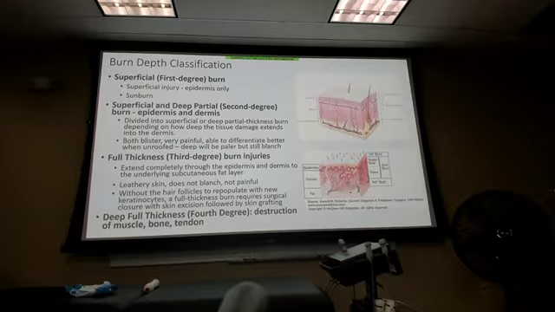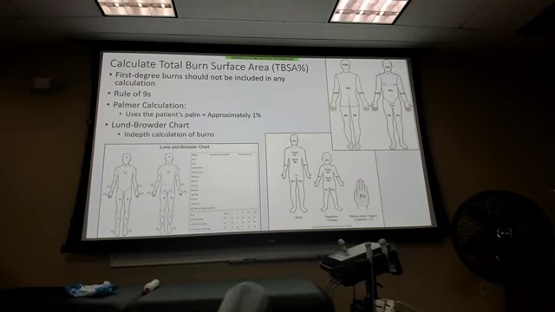Before we get into a little bit more specifics of that, we have to know how to calculate our total body surface area, okay, TBSA percentage. Because the percentage of the amount of body that has been burned will dictate how we treat. Okay, so knowing how to calculate this is extremely important. First degree burns are not included in this calculation. Okay, this is only second degree, like superficial partial, deep partial, full thickness. Okay, we do not include our superficial burns.